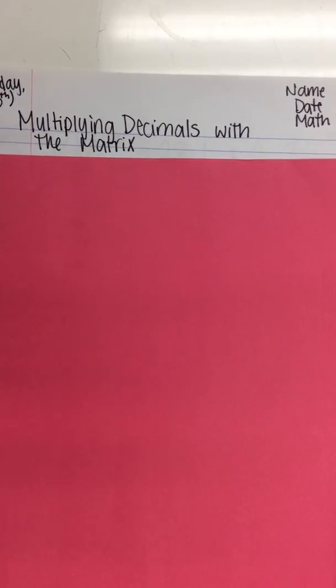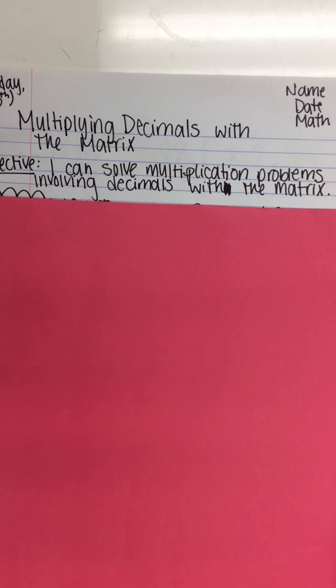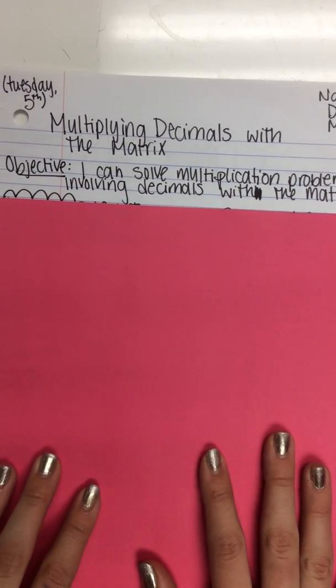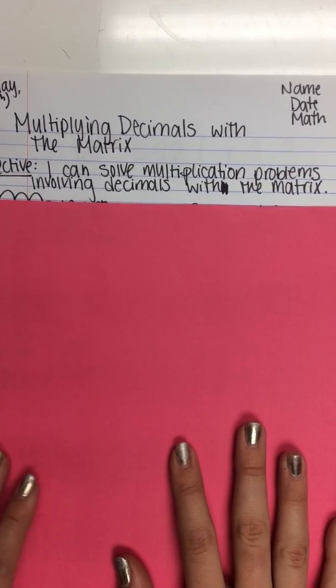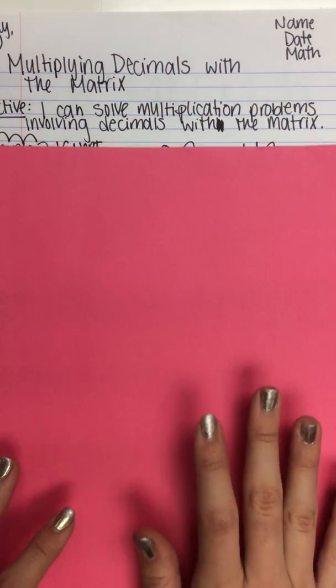This is going to look and sound a lot like our video from yesterday on multiplying whole numbers with the matrix, but there are a couple of extra steps that we need to remember with decimals. So here is our objective. I can solve multiplication problems involving decimals with the matrix.